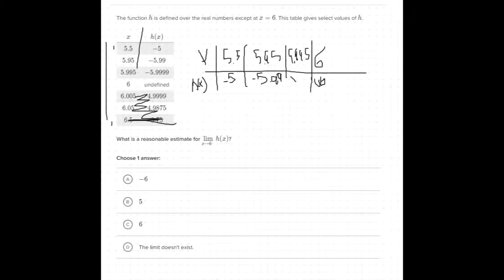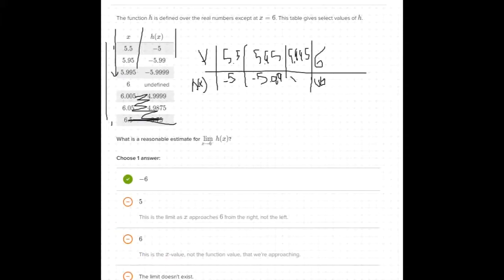And so you see x is 5.5, 5.95, 5.995, and then y is -5, -5.99, -5.999. And this obviously is approaching 6. We even see it hit 6. And what is the y value approaching? Well, -5, -5.99, and -5.9999 looks to be approaching -6. So that would be our answer, and that's correct.